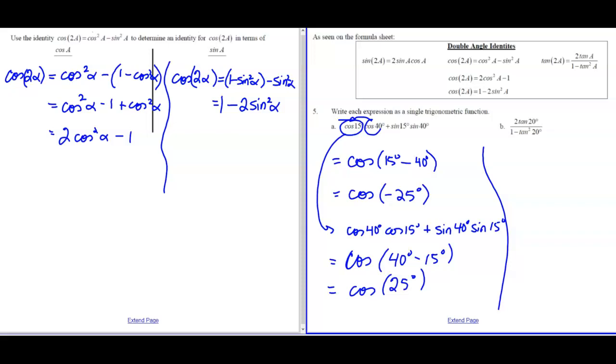Okay, do the next one. Obviously tan. Look on your formula sheet. Just always make sure that these angles are the same. Otherwise, you might not be able to simplify it, right? But they are. So this is going to be equal to tan of 2 times 20 degrees.